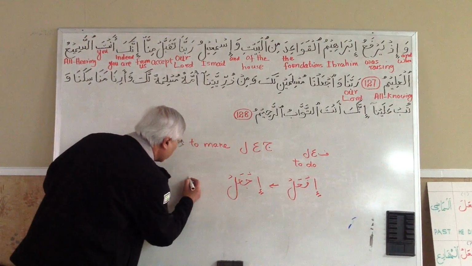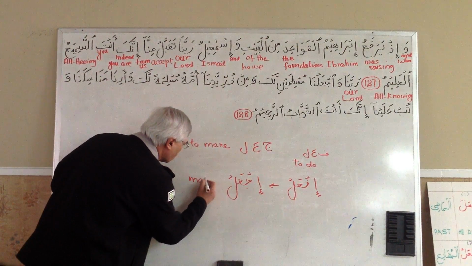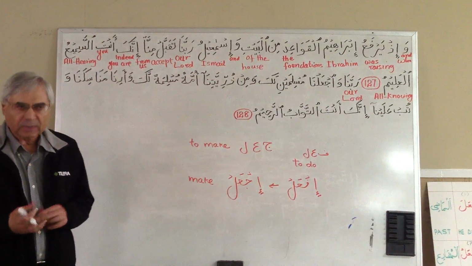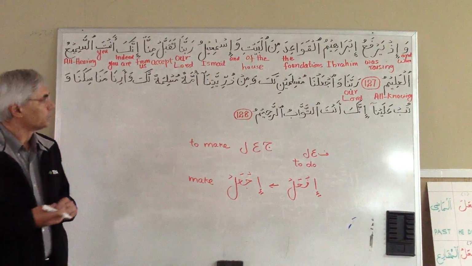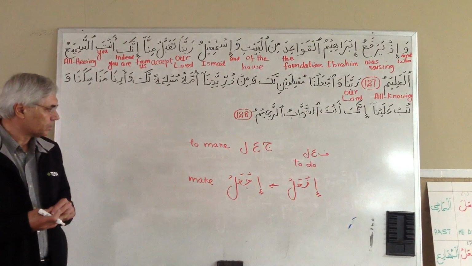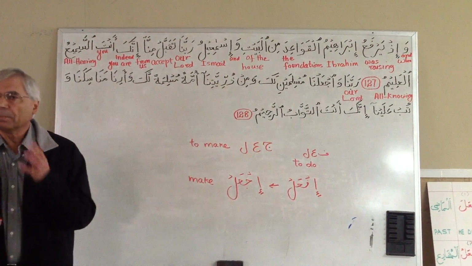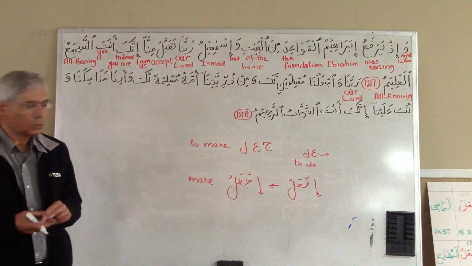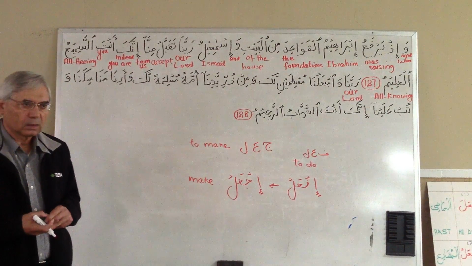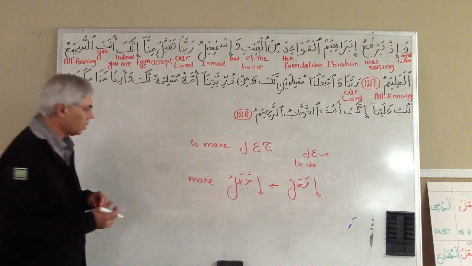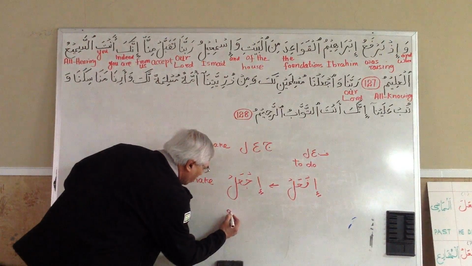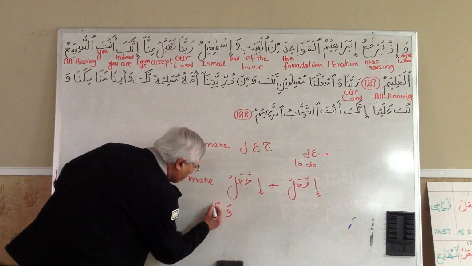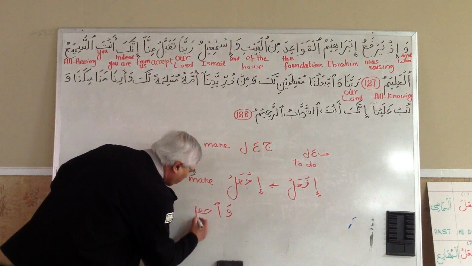Ij'al means make. So you are making a dua to Allah subhanahu wa ta'ala again and saying make. Ij'al, make. If'al, do. Ij'al, make. Then if you put waw before that, which means and, then you do not pronounce the alif, and it becomes waj'al.